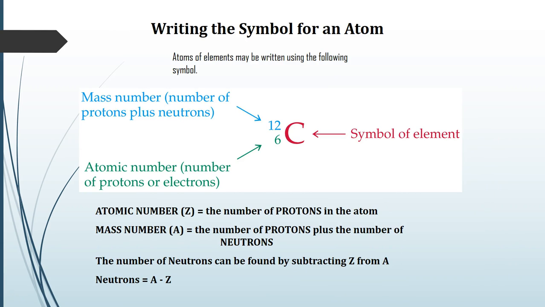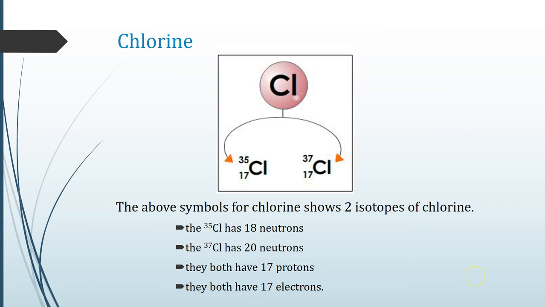So just reviewing the way we write our symbol, we put the symbol of the element, the atomic number on the bottom left-hand side, and the mass number on the top left-hand corner. And we can always find the number of neutrons by subtracting our atomic number from our mass number. And these are things that you should be able to do quite readily.